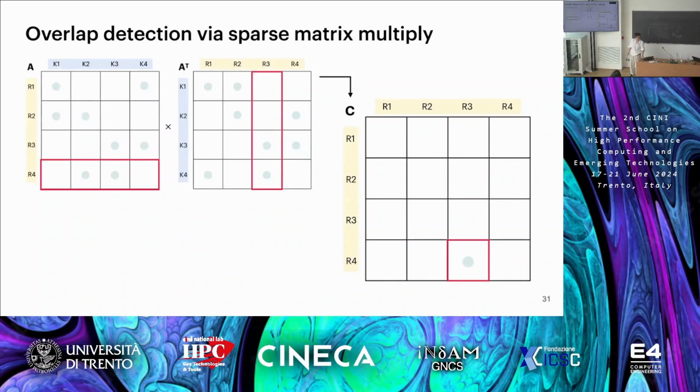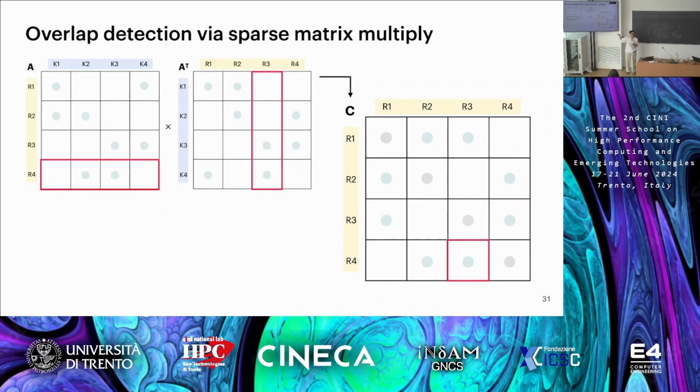If we look at read 4 and read 3, they both have k-mer 3 in common. They both have the same k-mer. And so if you do a matrix multiply, you can put a non-zero in the R4, R3 cell. Does it make sense? Here you can assume you're doing a Boolean or an integer matrix multiply. And if you do this for everybody else, you obtain this symmetric matrix.